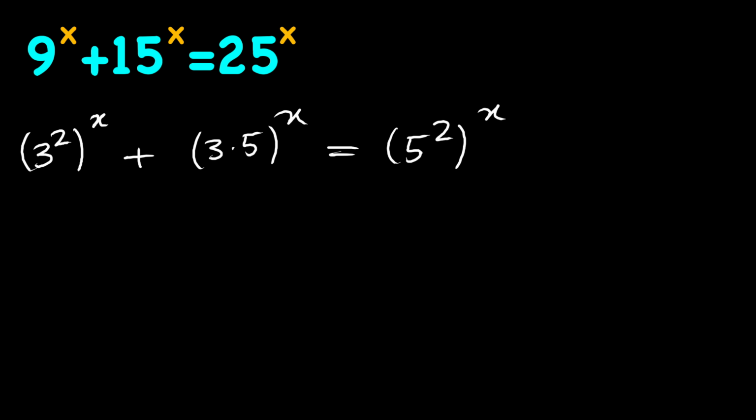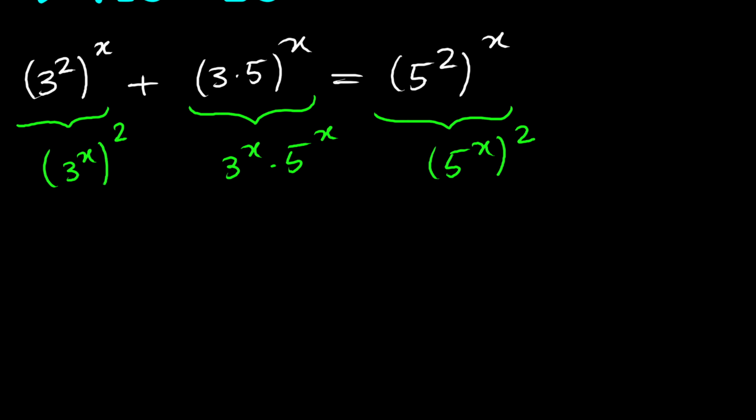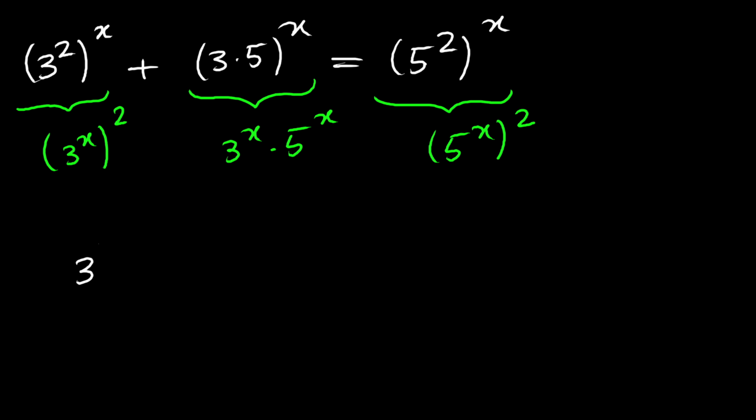So this is our equation. But notice that I can replace this with 3 to the power of x and then squared. And this is just the same thing as 3 to the power of x times 5 to the power of x, because I can easily distribute the power over the product. And the last one is just the same thing as 5 to the power of x and then squared. So our equation is just the same thing as 3 to the power of x and then squared plus 3 to the power of x times 5 to the power of x equals 5 to the power of x and then squared.